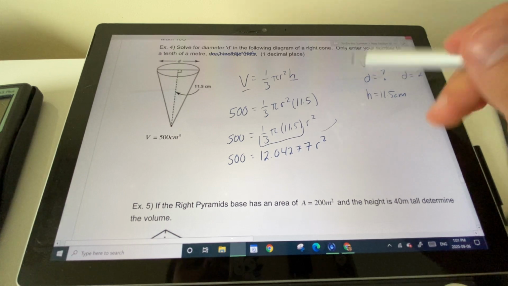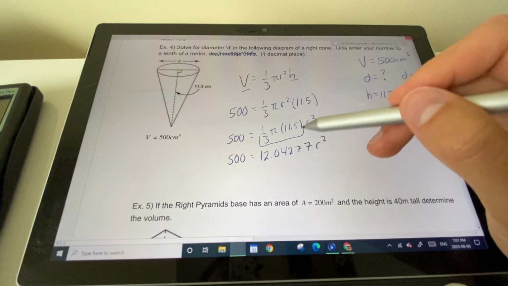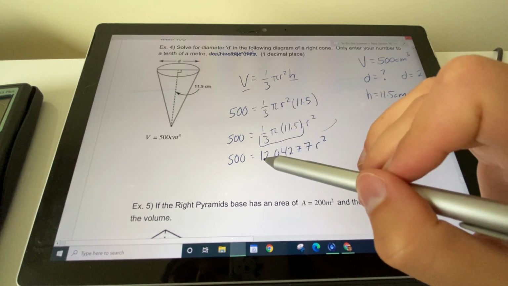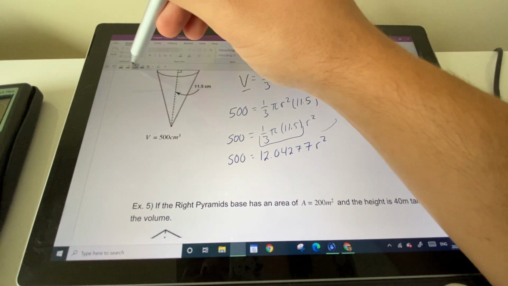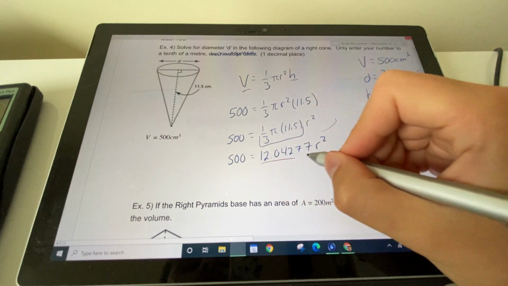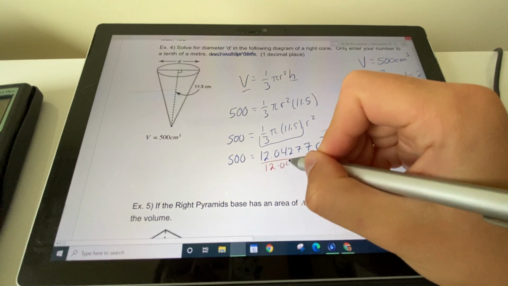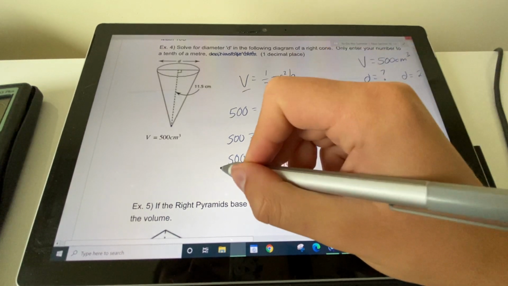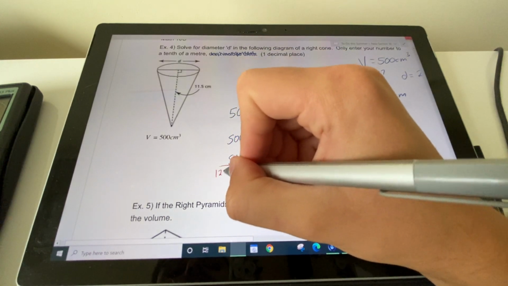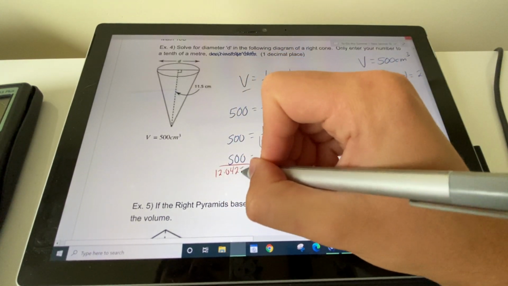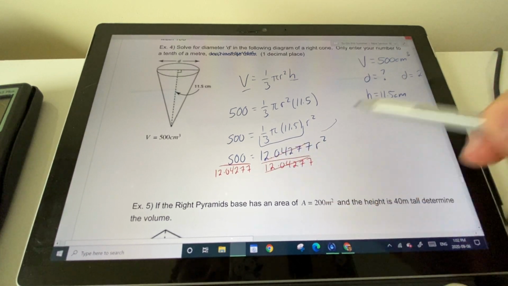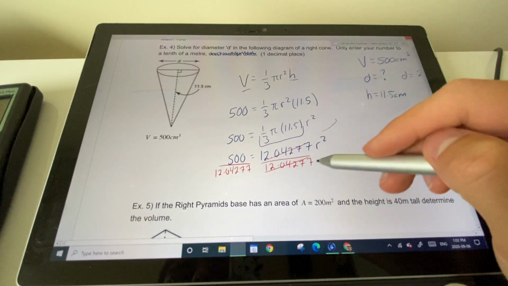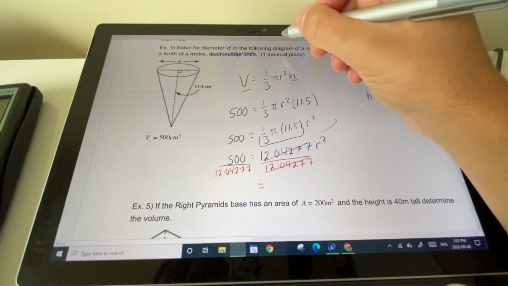square. So how do I get rid of this multiplication? Remember, you do the opposite. What is this number doing to r? It is multiplying. So let us divide. So divide 12.04277, divide 12.04277. Okay. If you divide this out, that gives you 1. So you're left with r squared on this side.